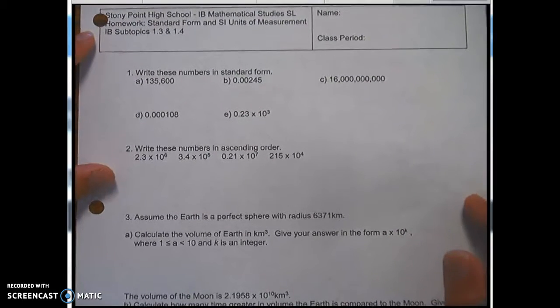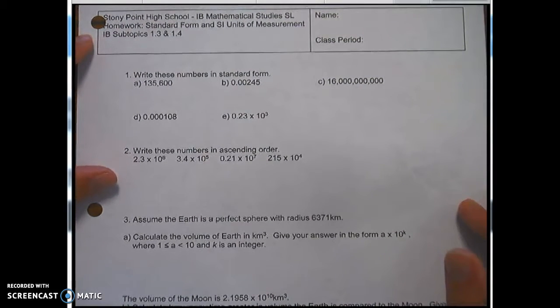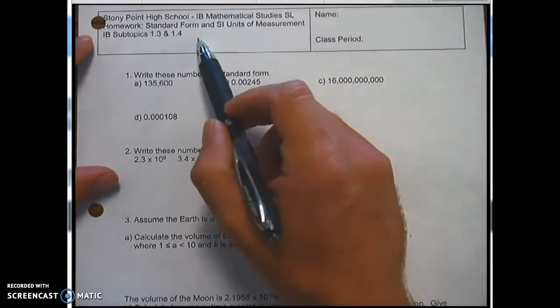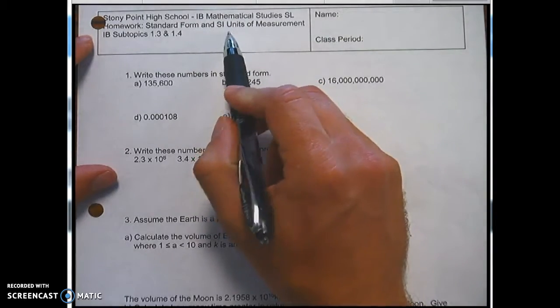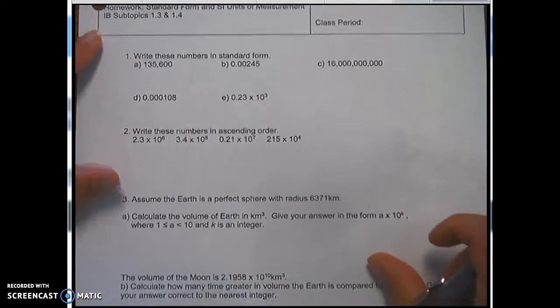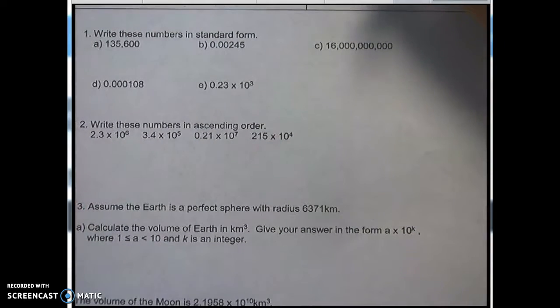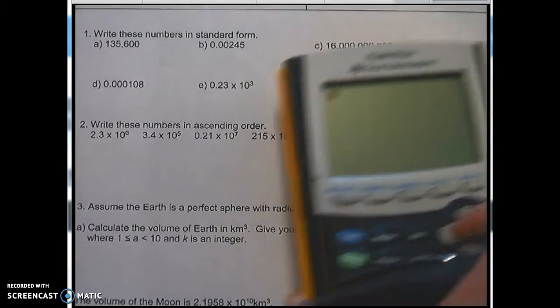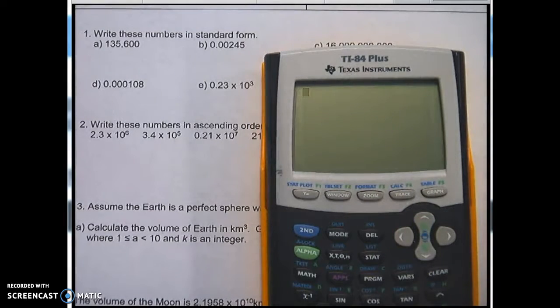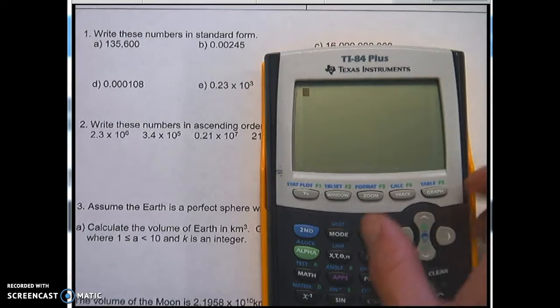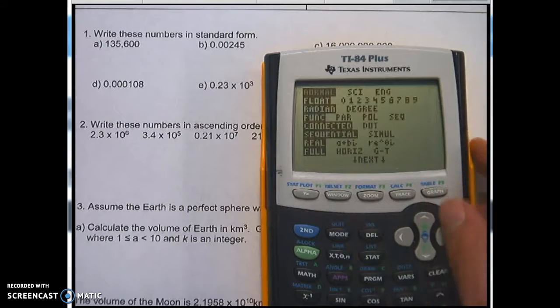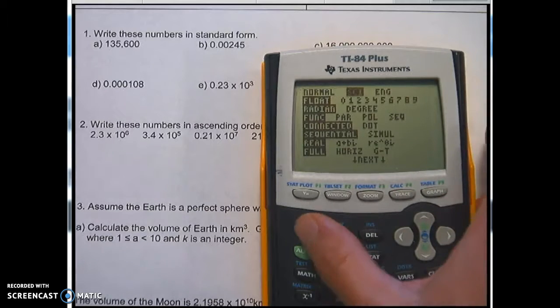This is Mr. Alexander, and I want to talk to you about writing in standard form in SI units of measurement. First off, standard form, you may know it as scientific notation. On the IB Math Studies exam, you can always use a calculator, so the easiest way to convert any number into standard form is to simply change the mode in your calculator from normal to scientific.